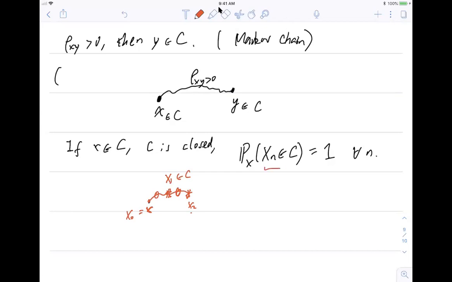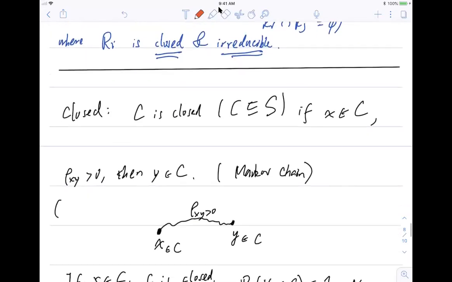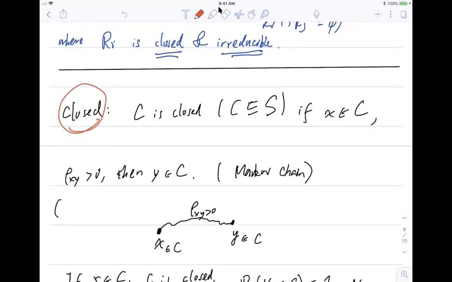This shows all the paths are contained in C if the initial point is in C. This is closedness, the definition of a closed set.